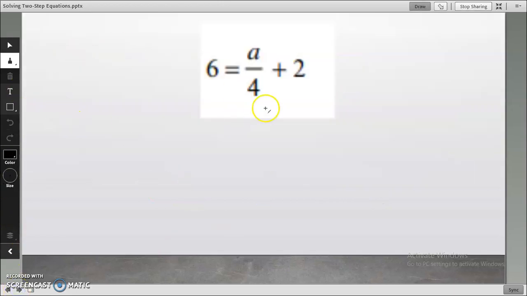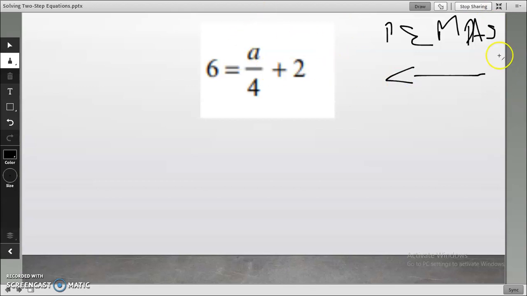Okay, so let's take a look at some problems. So here's my first problem. I have 6 equals a divided by 4 plus 2. So a is the variable that I'm looking for. So again, if I have my PEMDAS, first thing I ask myself, am I adding or subtracting anything to my variable a? And notice that I am dividing here by 4, but whenever I have a symbol like this, normally I think of it as in parentheses. So the first thing I'm going to do, according to my order of operations, I look for the addition and subtraction first for my variable.